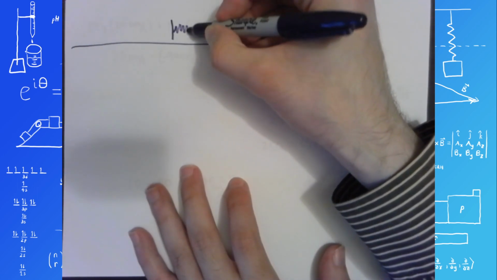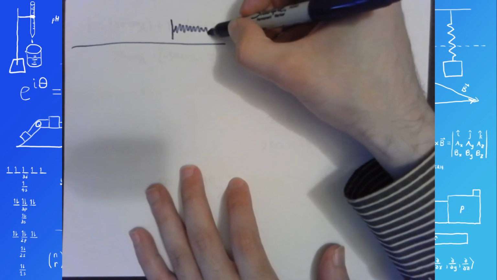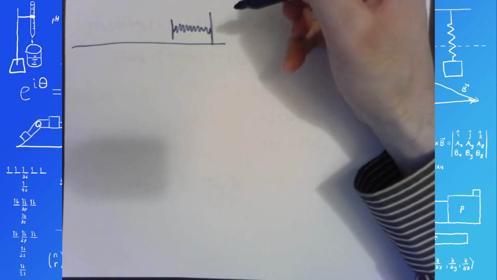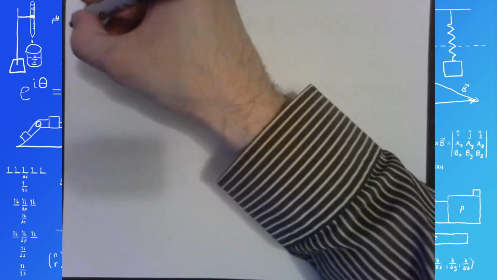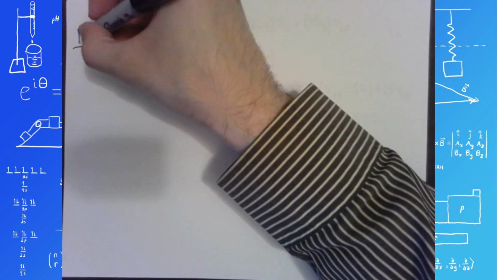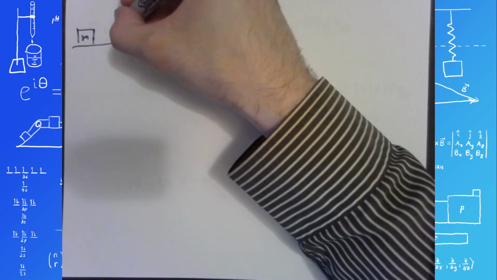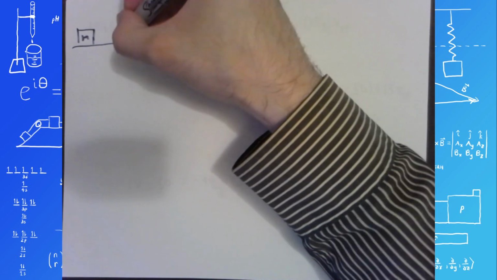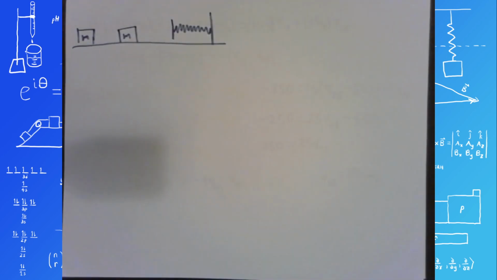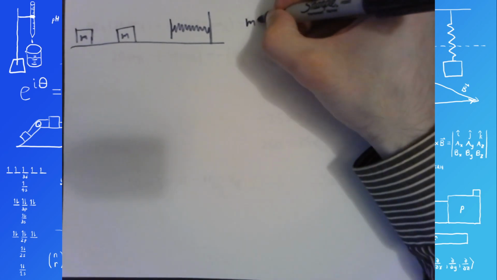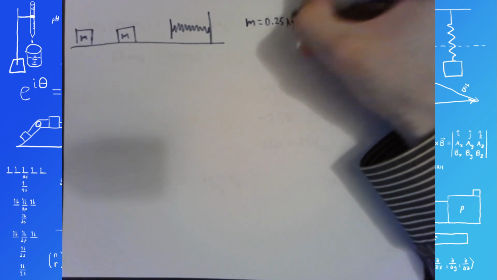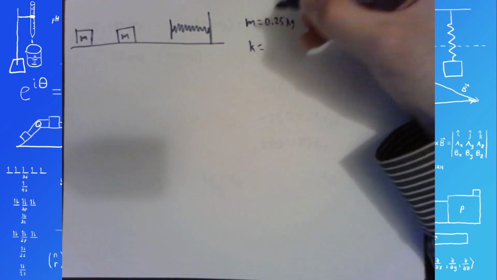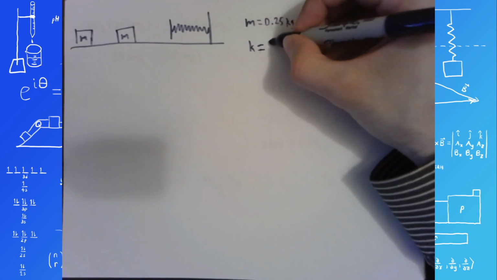So we have a spring over here, supported by a wall, and then we've got two blocks, each of the same mass, and they're on a frictionless track. The mass of each block is 0.25 kilograms, and the spring constant is 50 newtons per meter.